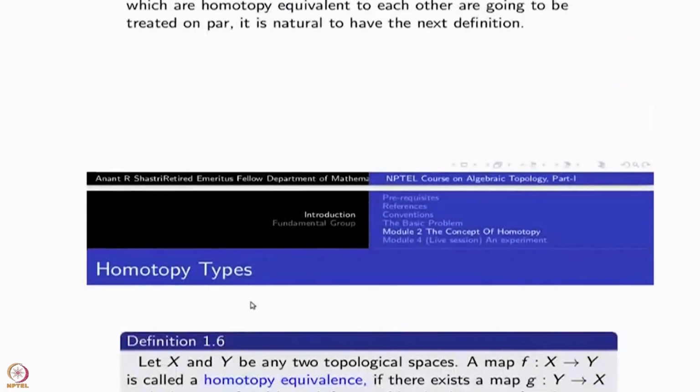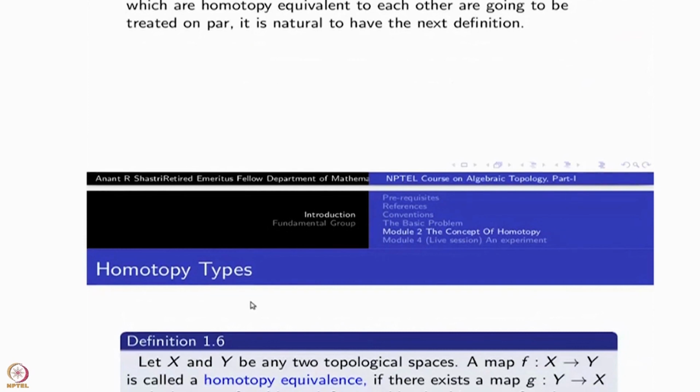What are called homotopy types. We had already homotopy classes of functions, maps, right? Now we want to do them on spaces. Start with two topological spaces. You know what is the meaning of they are homeomorphic. There must be a homeomorphism f from X to Y, right?